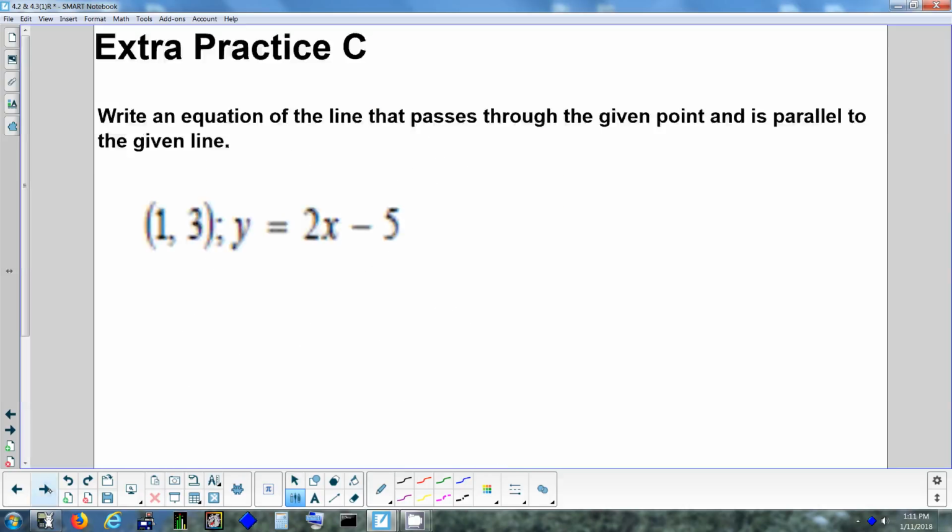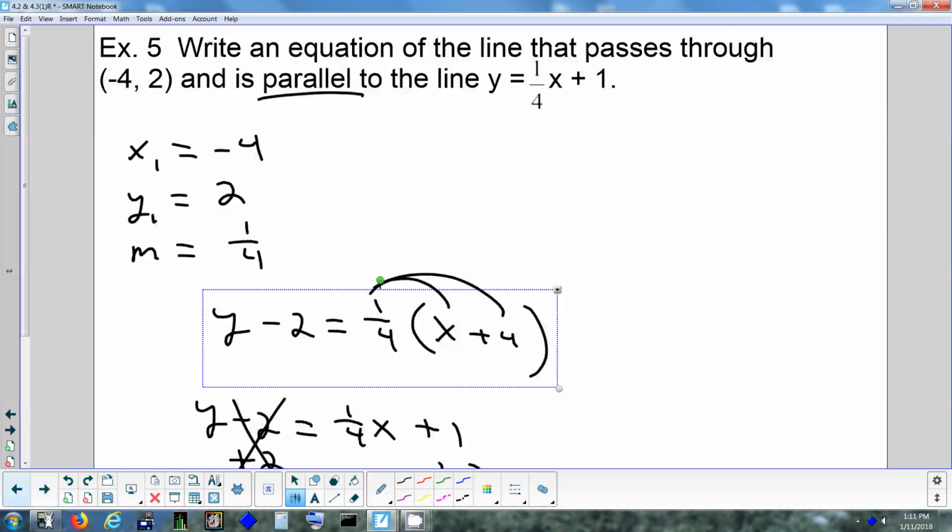All right, so you guys take 2 minutes on your own and find the equation that's parallel to 2x minus 5, and I want it to go through the point 1, 3. So parallel to this, but it has to go through that. It's exactly the same thing we did the other time by ourselves.